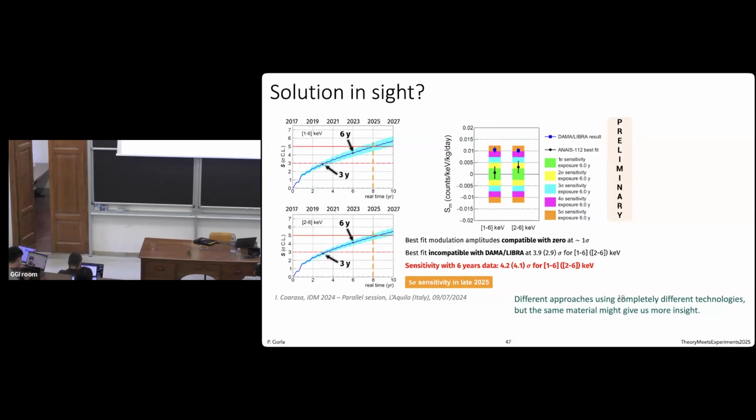So I think at this point, it's difficult to say that annual modulation can be a dark matter. The gamma modulation can be a dark matter signal. What is the gamma modulation? I have no idea. It's really hard for me to explain.